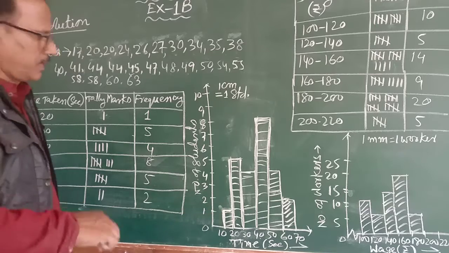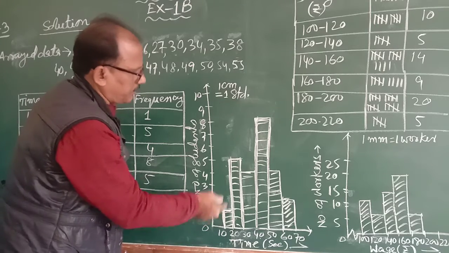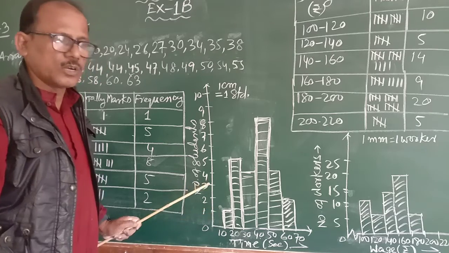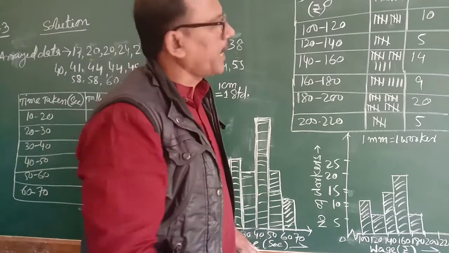This is the histogram. Scale is how much? 1 centimeter is equal to 1 student. Okay, or 1 inch is equal to 1 student. Moving on to question number 5.